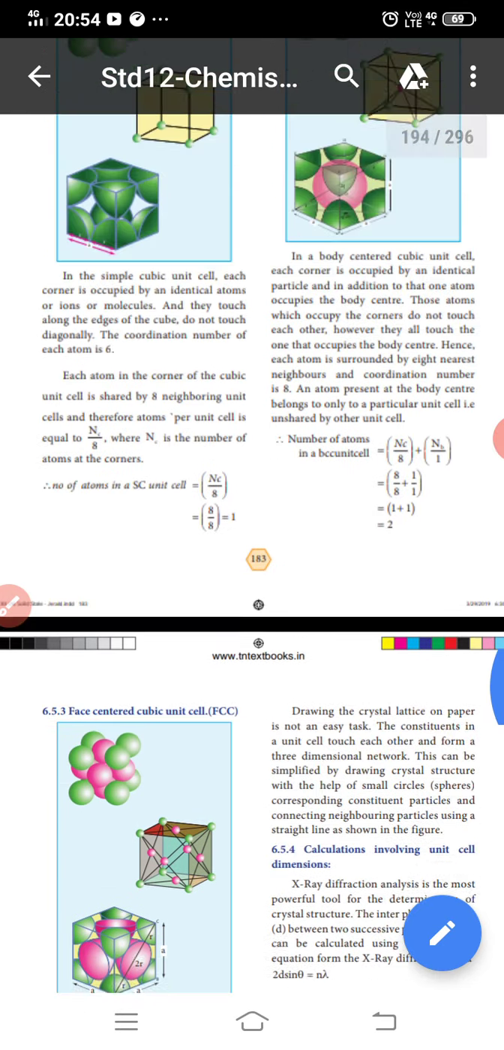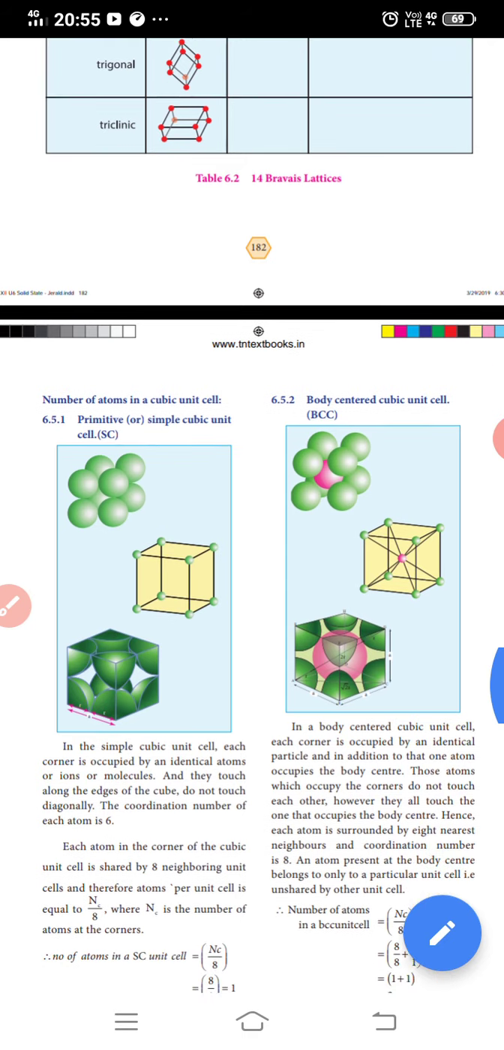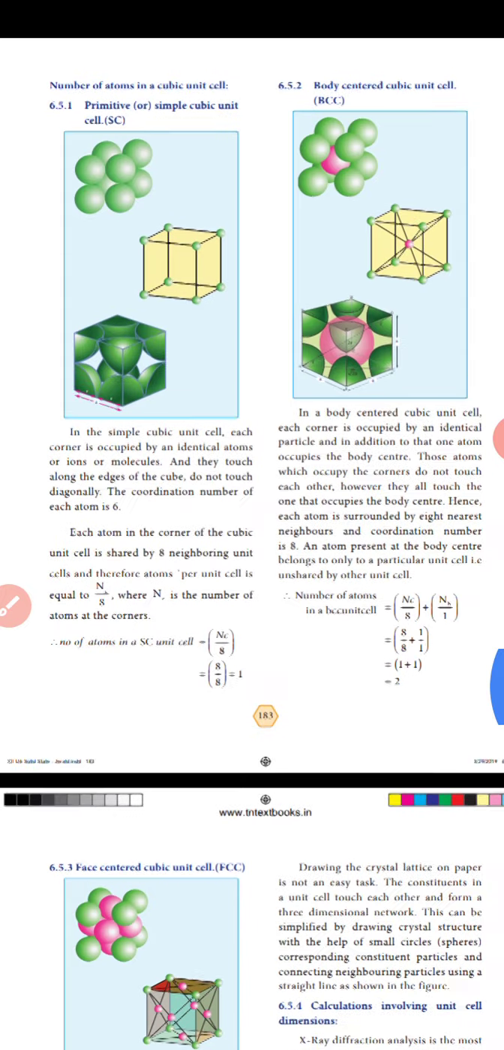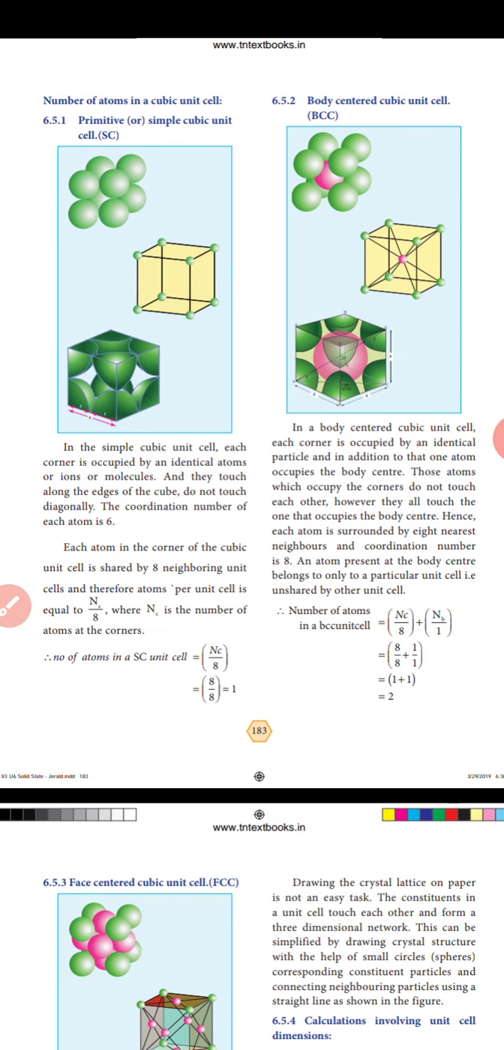In the last class we discussed the simple cubic unit cell and the body centered cubic unit cell. This is the simple cubic unit cell formula: Nc by 8, so 8 by 8 is equal to 1. So the number of atoms in a simple cubic unit cell is equal to 1. For the body centered cubic unit cell, the number of atoms is Nc by 8 plus Nb by 1. So 8 by 8 plus 1 by 1 is equal to 2. The number of atoms in a body centered cubic unit cell is equal to 2.